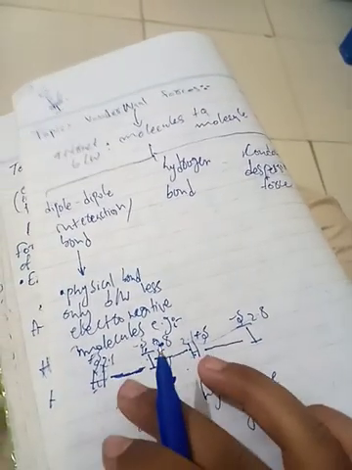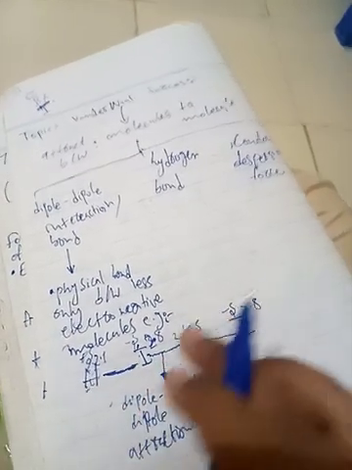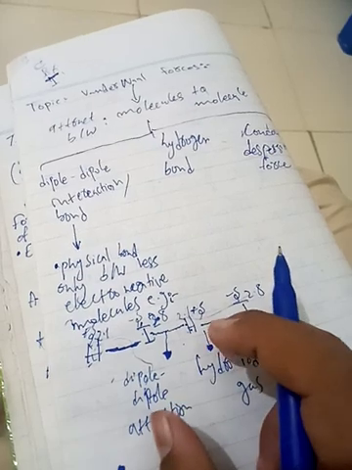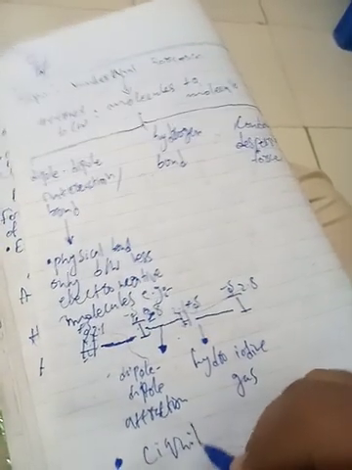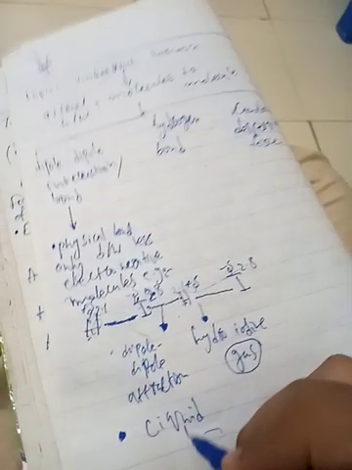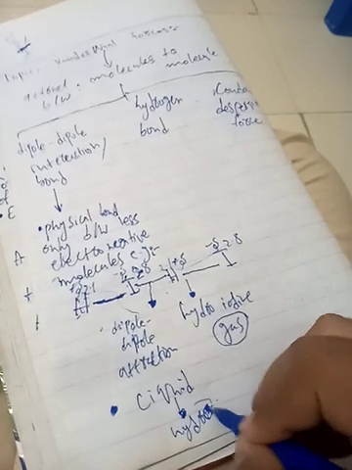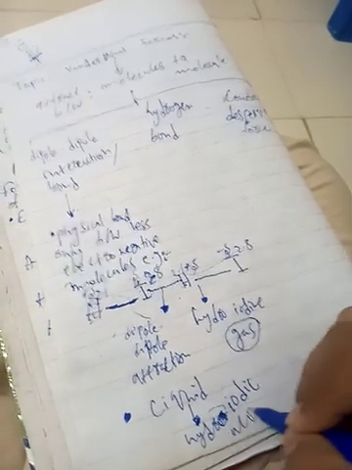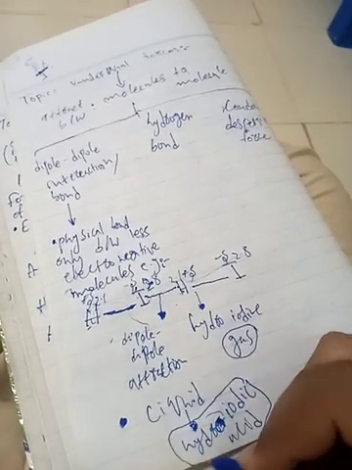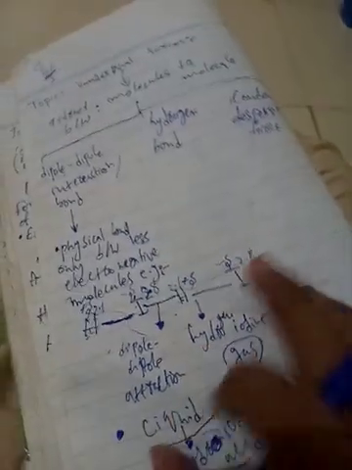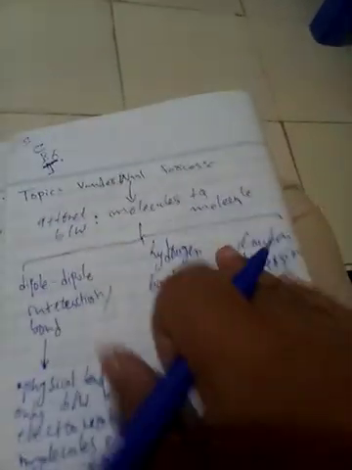Now the product will be a liquid. First of all, it was a gas, hydrogen iodide gas, and it will convert into a liquid, and the name of that liquid is hydroiodic acid. Now let's look at the hydrogen bond.